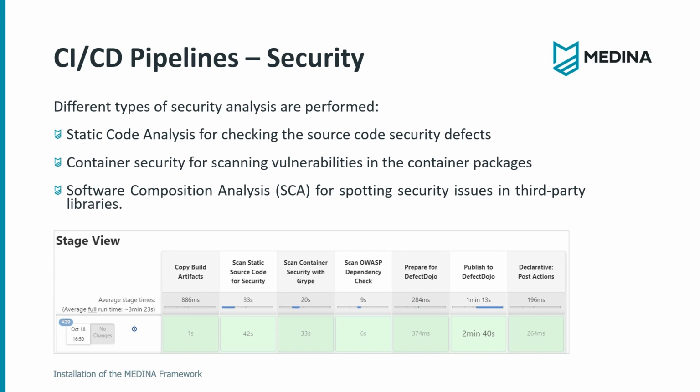To guarantee quality and assurance in the overall workflow, the security pipeline has 3 types of security analysis. Static code analysis, for checking the source code. Container security, for scanning vulnerabilities in the container packages. Software composition analysis, for spotting security issues in third-party libraries.